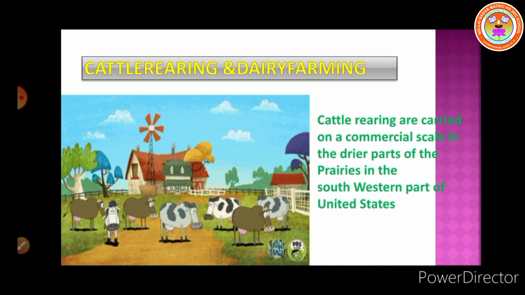Next, let us see cattle rearing. Cattle rearing is carried on a commercial scale in the drier parts of the prairie in the southwestern part of the United States. Dairy farming refers to rearing cattle for milk. It is an important industry of USA and Canada. North America produces about 25% of the world's total milk and dairy products.